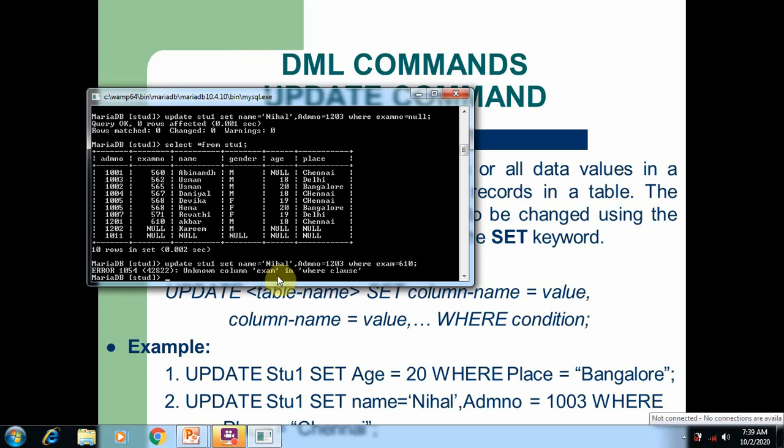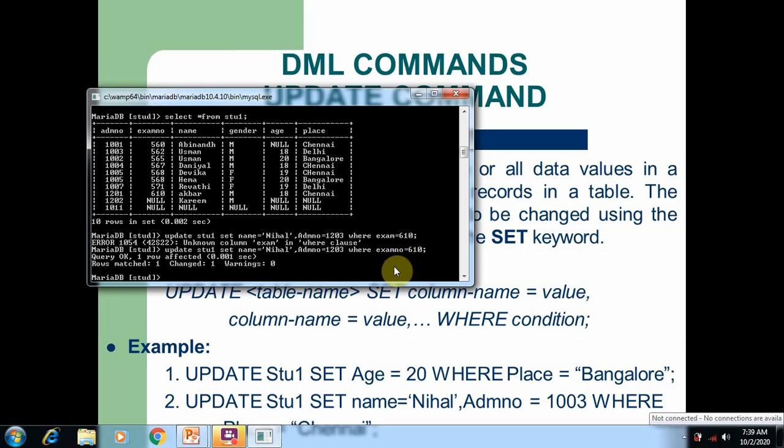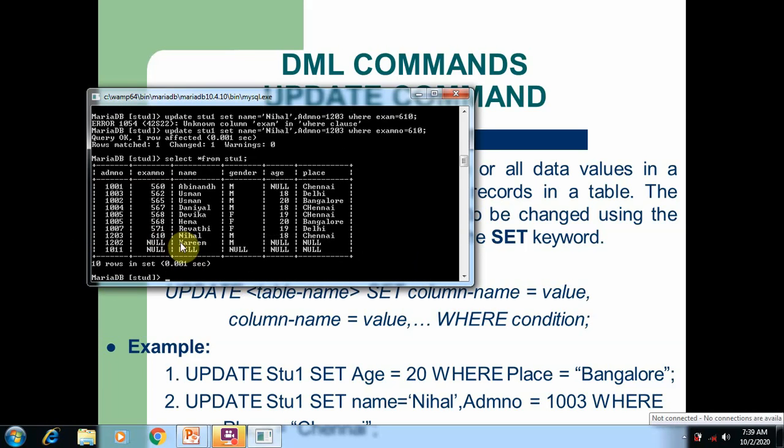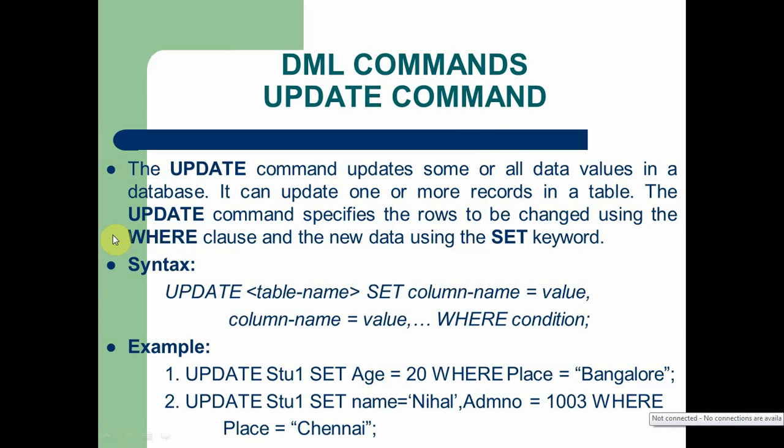Unknown column exam. So you should use the correct name for the column, exam NO. So you can see query OK, one row is affected. When you view this command, you can see the name Kareem Akbar is changed into Nihal and the admission number is changed into 1203. So this is the simple example for the update command.